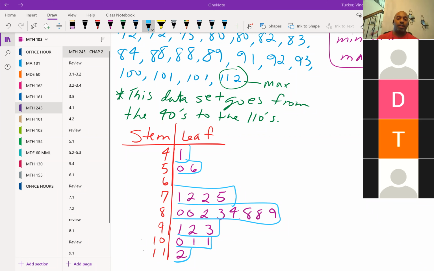For example, when you get in here, you'll start to hear about outliers. I think we talk about that in chapter 2. Outliers are just very extreme values, very, very large values, or very, very small values in comparison to your data set.